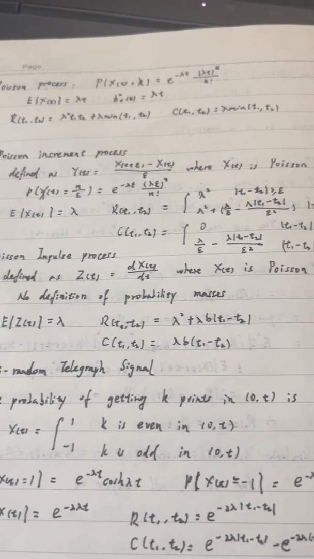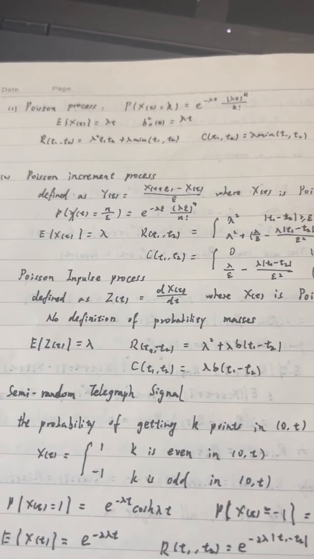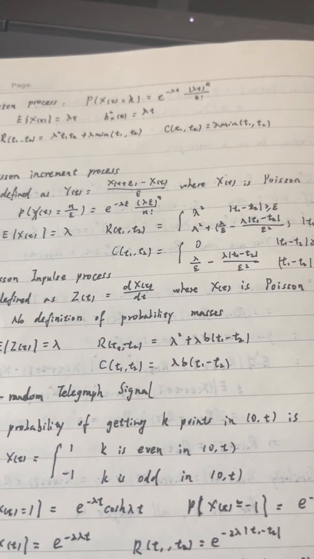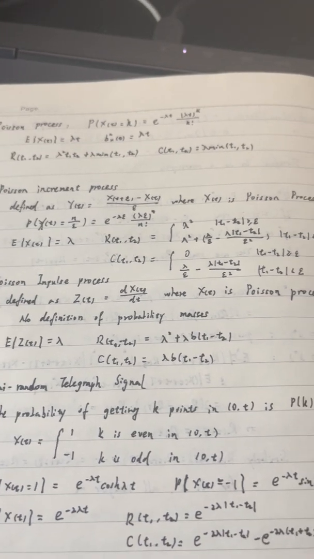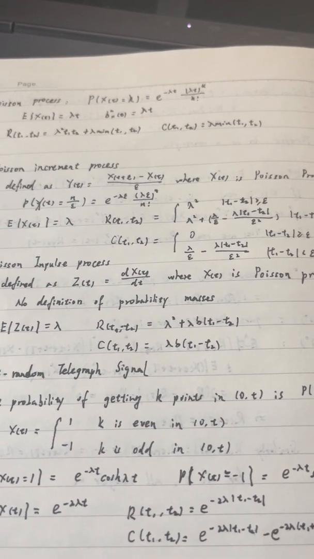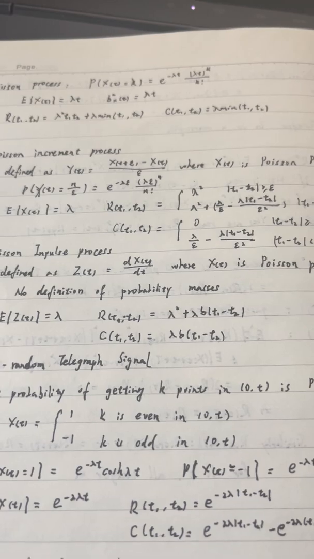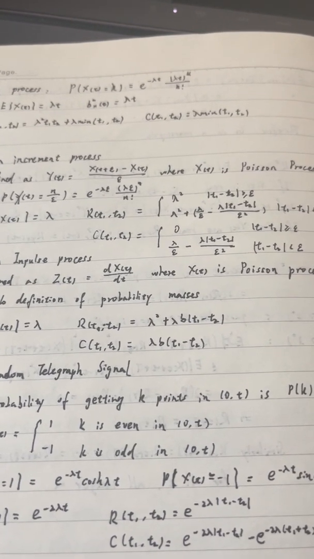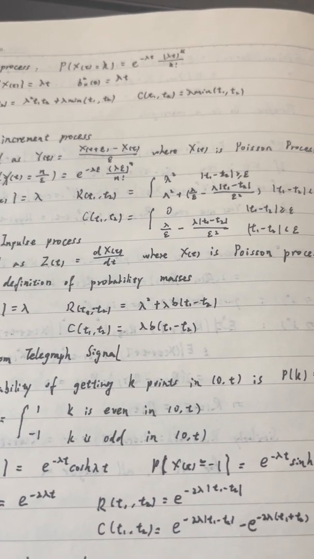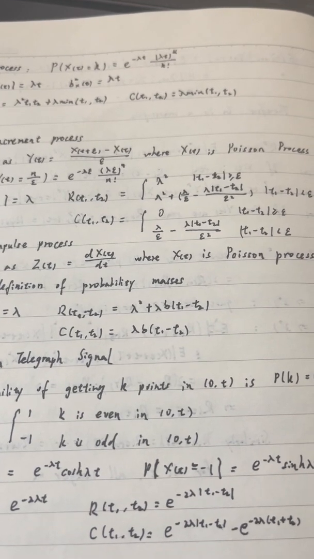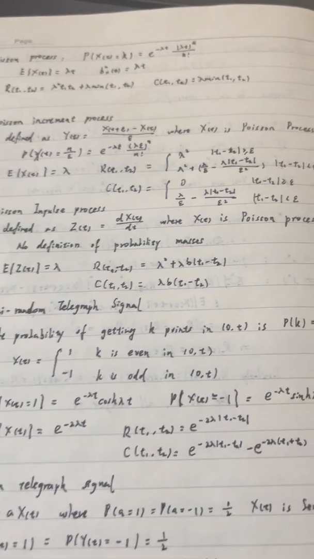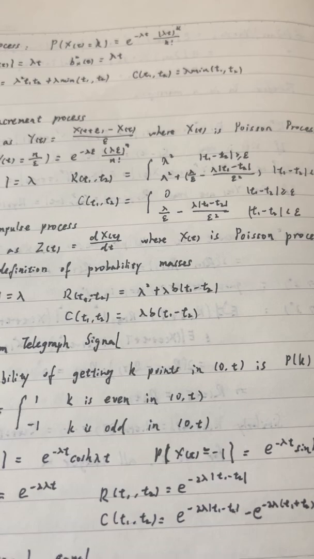And the third is the Poisson impulse process. It is defined as Z(t) equals dX(t) over dt, where X(t) is a Poisson process. So it has no definition of probability masses, and its expectation is also equal to lambda. The autocorrelation is equal to lambda squared plus lambda times the delta of t1 minus t2, and the autocovariance will be equal to lambda times the impulse of t1 minus t2.